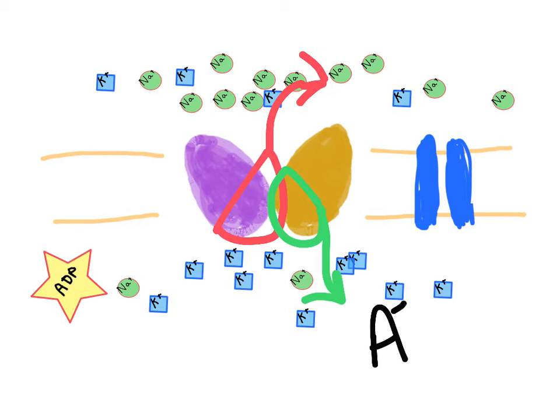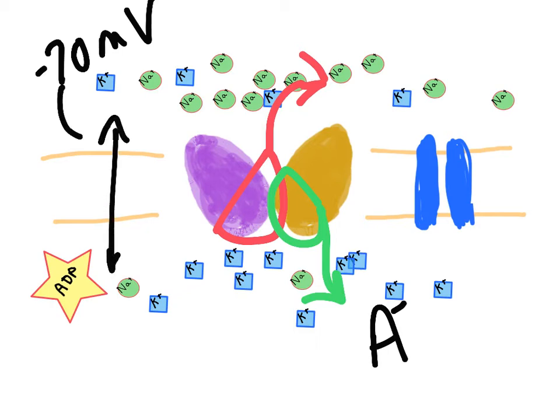We have positive charge in the cell, but less so than outside of the cell. So what we end up with is about a negative 70 millivolt difference between the inside and the outside of the cell. Meaning that the inside of the cell, not that the inside of the cell is negative, but it's negative relative to the outside of the cell, and it's negative relative to the outside of the cell by 70 millivolts.